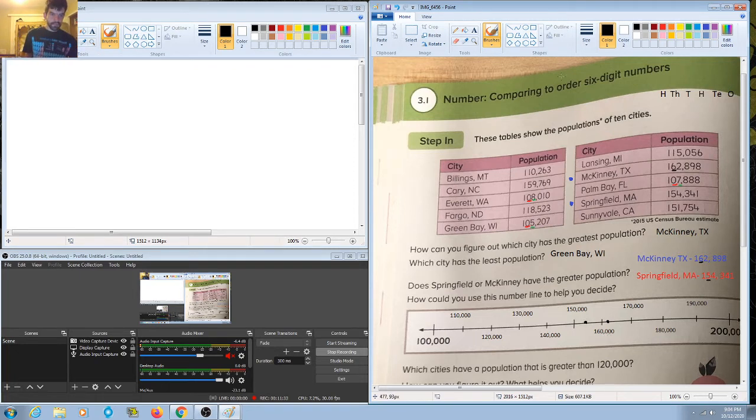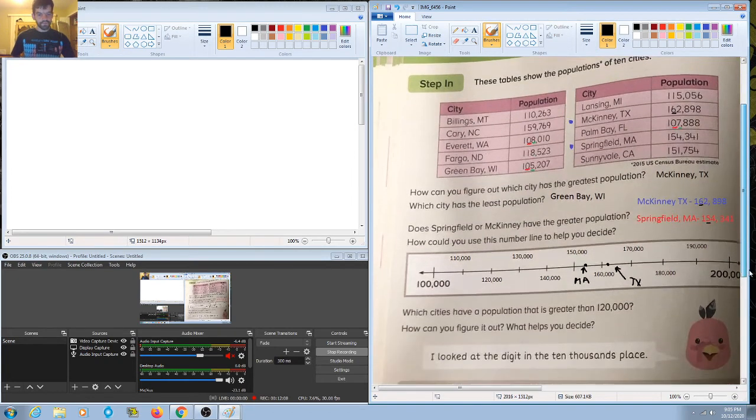So we see here that this is McKinney, Texas, and we see that this is Massachusetts. So this would again visually help us see that McKinney, Texas has this larger population, but as we have seen, there's another way that we can do it with place value.